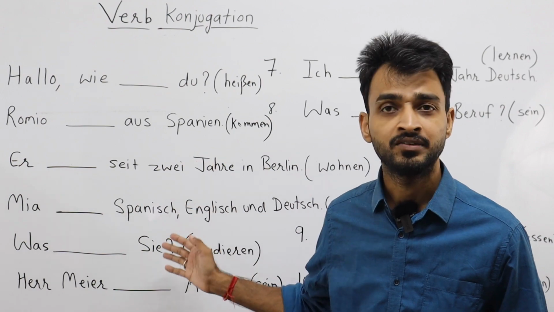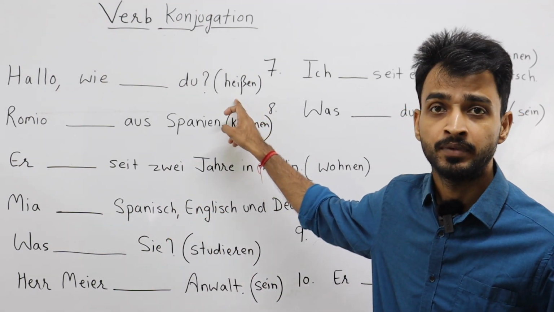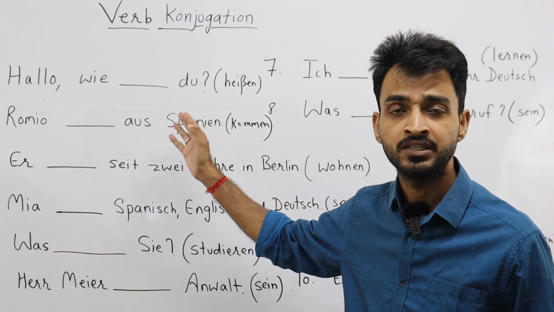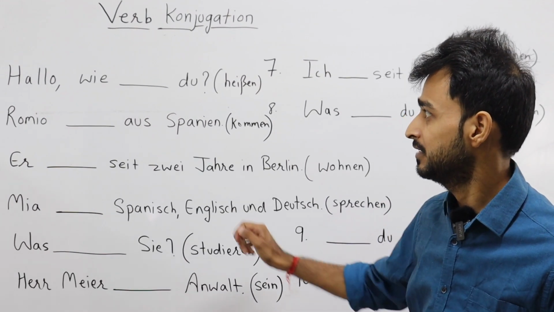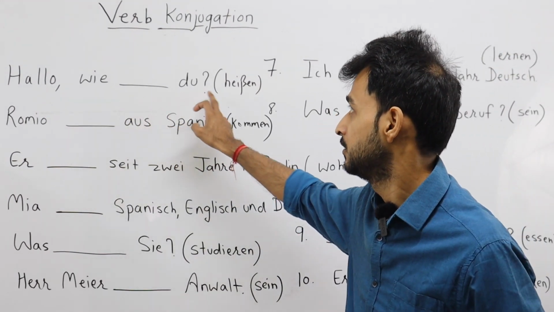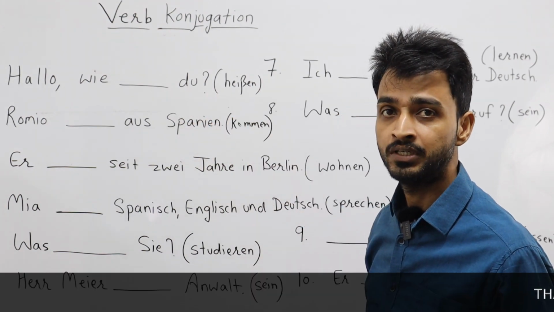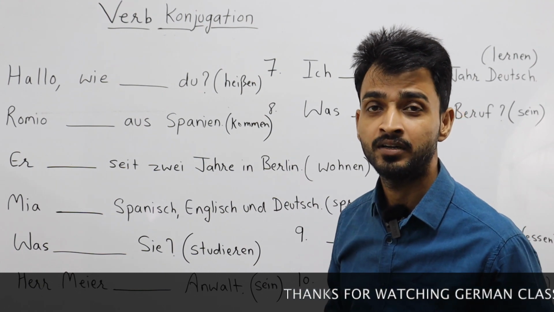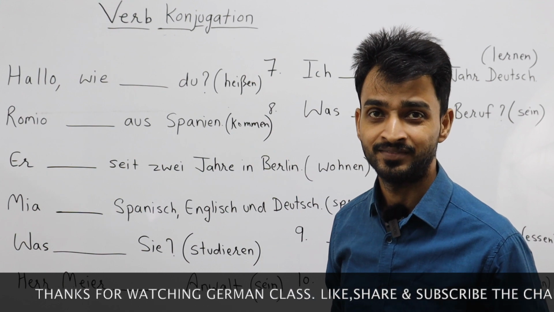So I have written a few sentences here for the practice, and there is a verb in bracket at the end of all the sentences, and we have to conjugate these verbs according to the subject. So first sentence, hello, we do. The verb is heißen. How do we conjugate? Hello, we. If you know the correct answer, you can write please below in the comment section. I will correct your answer.